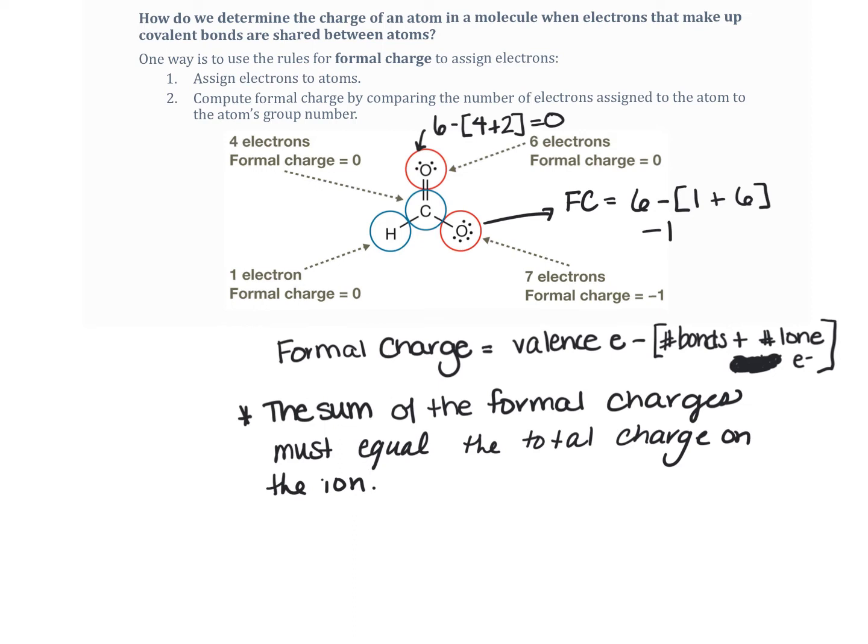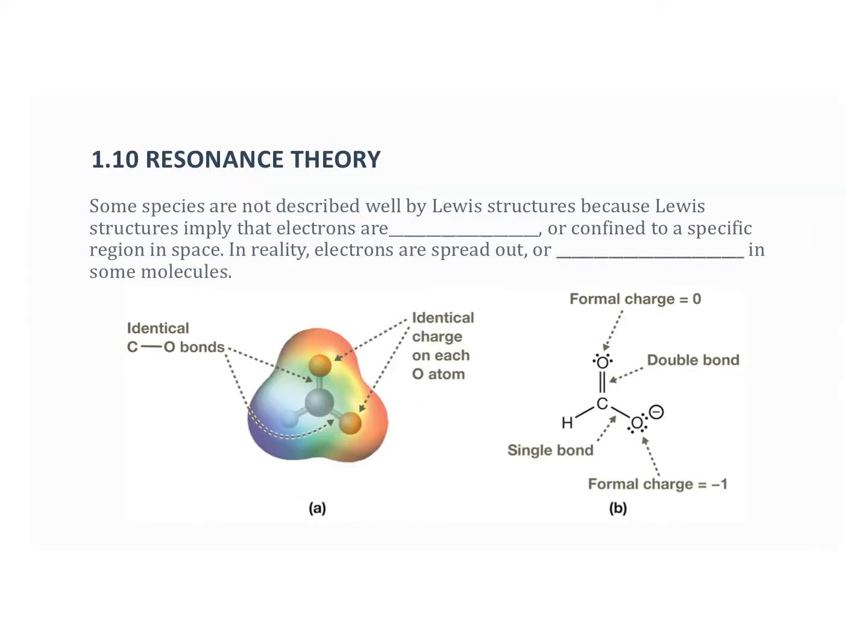Now, one of the things that you've probably already picked up on is that some species aren't described well by Lewis structures. So, for example, when we did the Lewis structure of this, I said, hey, look, you could do this Lewis structure, but there's also a second Lewis structure you could do. And so the question, of course, is, well, which one is a better Lewis structure or which one is correct? And we're gonna dig around in that a little bit more than we did in general chemistry. And to do this, we're going to use a theory called resonance theory.